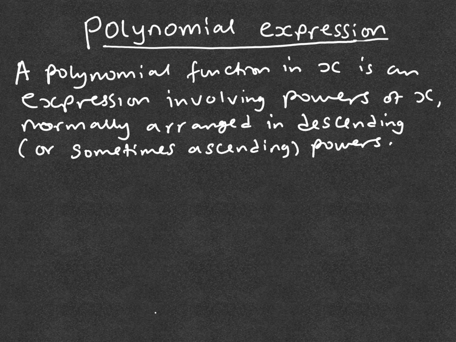A polynomial function in X, it can be X, it can be Y, it can be any variable, but here we are dealing with X as a variable. So a polynomial function in X is an expression involving powers of X, normally arranged in descending or sometimes ascending powers. So you have an expression which is involving powers of X, okay? And the powers either keep on increasing or they keep on decreasing, okay?